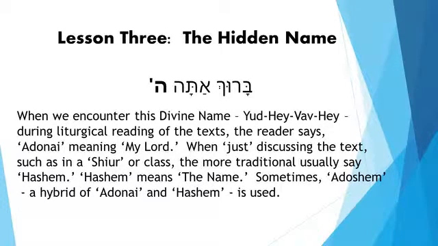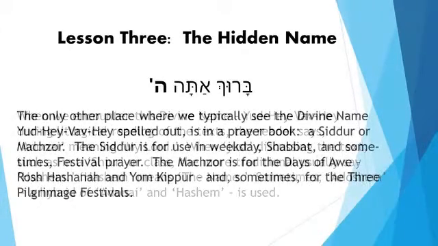When we encounter this divine name, Yud-Heh-Vav-Heh, during liturgical reading of the texts, the reader says Adonai, meaning my Lord. When just discussing the text, such as in a shiur or class, the more traditional usually say Hashem. Hashem means the name, sometimes Adoshem, a hybrid of Adonai and Hashem, is used.